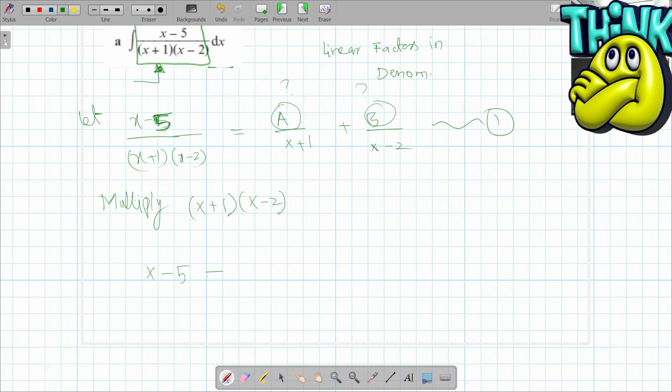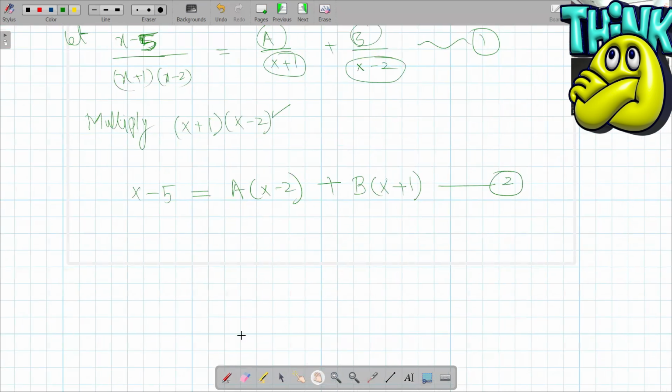So it will become x minus 5 on the left hand side, and in A times x plus 1, the x plus 1 will be cancelled, x minus 2 will be left with A. And if we multiply with the second term, x minus 2 will be cancelled and x plus 1 will be multiplied with B. Is it clear? Yeah.